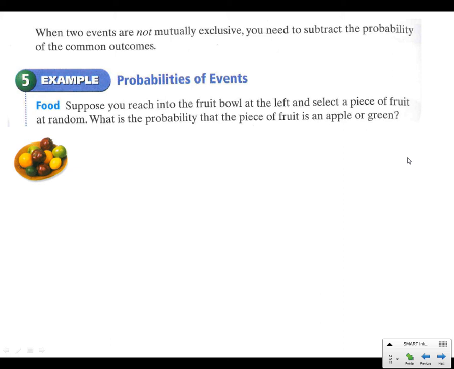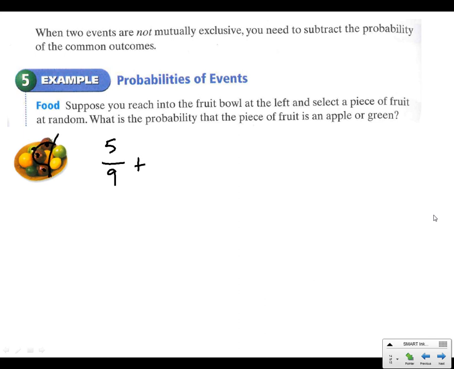All right, last example here. If you're not mutually exclusive, you need to subtract the repeats. So, we reach into this bowl of fruit, this one right here, and select a piece of fruit. What's the probability that we either have an apple or green? So, we look at the apples. There are 1, 2, 3, 4, 5 apples out of 9 pieces of fruit.